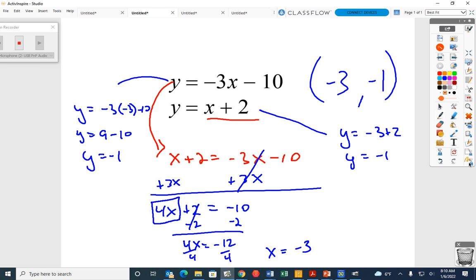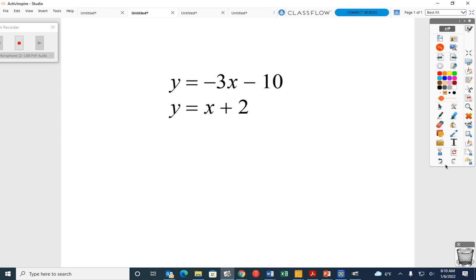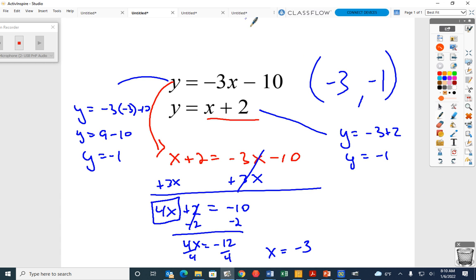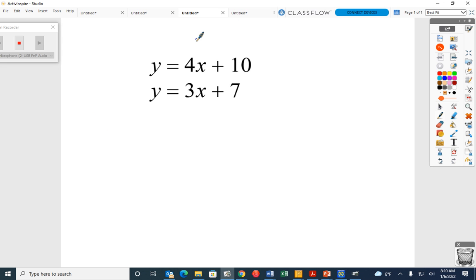Let's try another one. Did everybody have that written down? We good? Okay. Let's try this one. Again, if they're both starting with a y, the easiest thing to do is just take this y value and move it up here. So I'm going to rewrite this down here. And instead of y, what am I going to replace y with? 3x plus 7, okay? So I have 3x plus 7 equals, and then I have this, which is what? 4x plus 10, right? Does everybody understand what I did there?